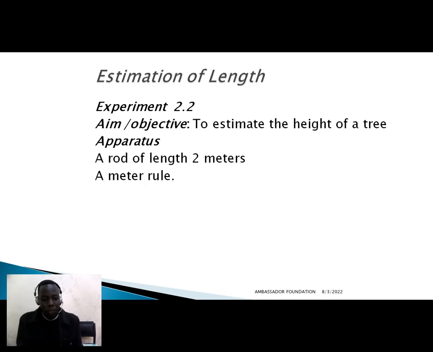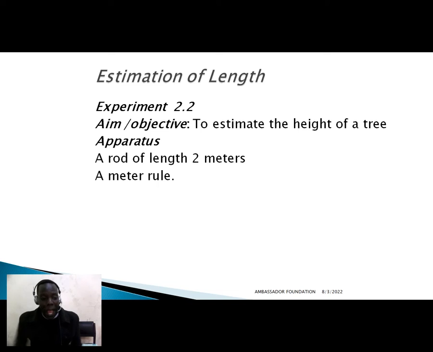Now, let's talk about estimation of length. In this case, I want us to estimate the length of a tree. In your compound, you may not lack a very tall tree that you cannot measure using measuring instruments. There are those trees which are very long. I know somebody who is thinking, what if you climb up the tree, then you put the tape measure there and pull it down. You know, there is no one who can reach the tip of a tree.